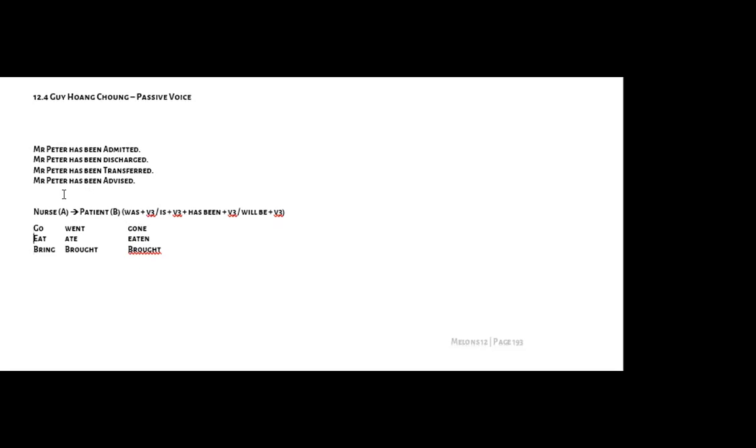Bring, brought again. Then undergo, underwent, sorry, undergone. Go, went, gone. Similarly, undergo, underwent, undergone. Same thing. So these are the three forms. Undergone is a third form. Brought is a third form. Eaten is a third form. Gone is a third form. Similarly, every verb has got five forms, and every one has got a third form.